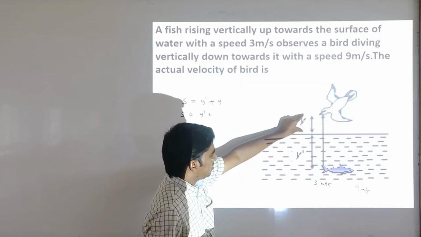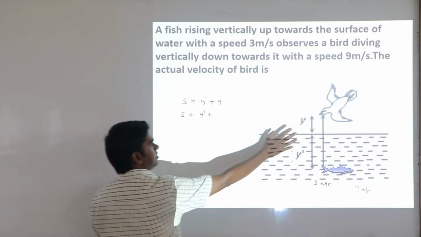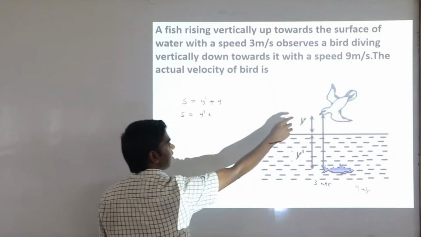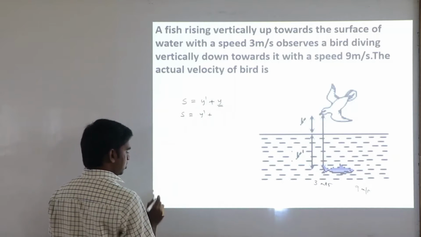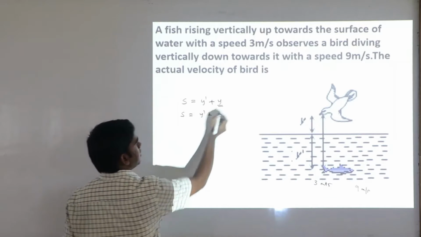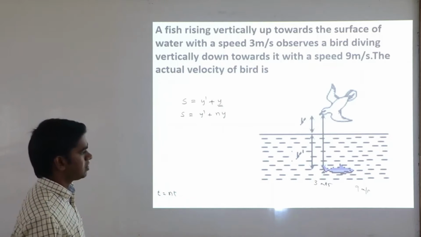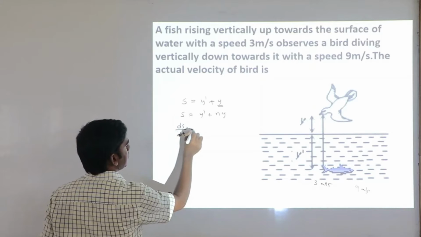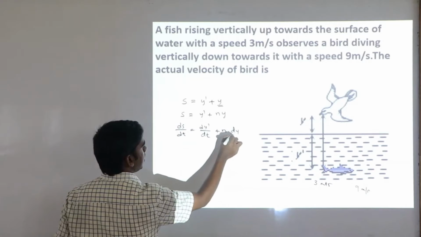the distance y seen by the fish. But it is seen into the air, because the bird is actually outside in the air. So we have to write the optical path of y. We know that if t is the thickness, optical thickness is going to be n into t. So what we can write here is n into y. This is the distance we got. Now differentiate this: ds by dt equals dy dash by dt plus n into dy by dt.